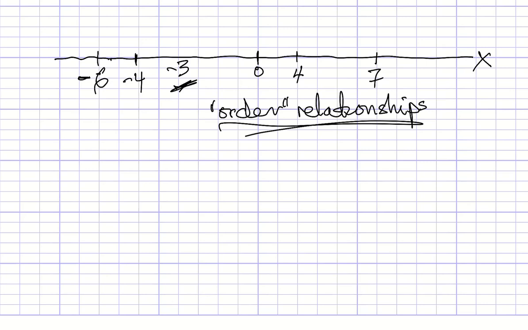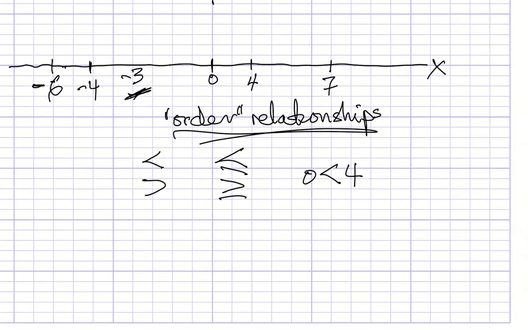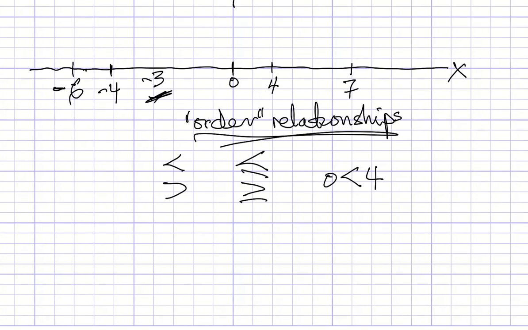The ordering relationship introduces the concept of less than, greater than, less than or equal to, greater than or equal to. You see that, right? That's where you get that from. Notice this. I said it before, 0 is less than 4. That's how you write that, because 4 is greater than 0. That's another way you can read that. Look at that carefully.